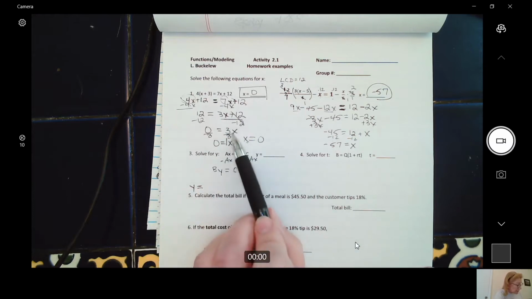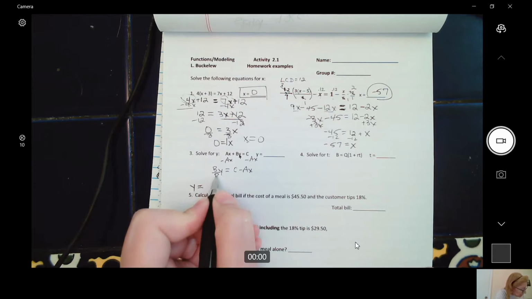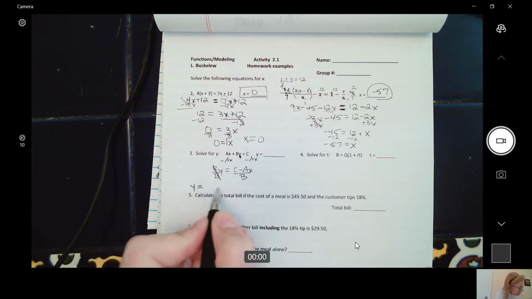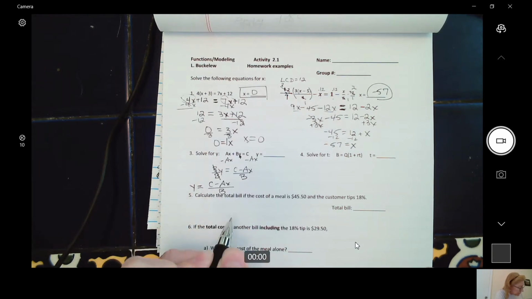And then what do you do in the last step? You take whatever is with your variable and divide it. So since the variable has the B number in front of it, we're going to divide both sides by B. And that's what my final answer is going to look like. It's going to be C minus AX on the top, all of that over B.